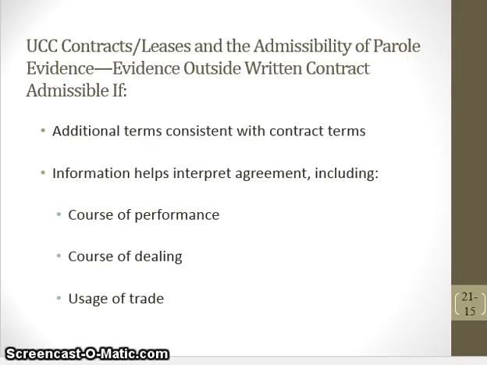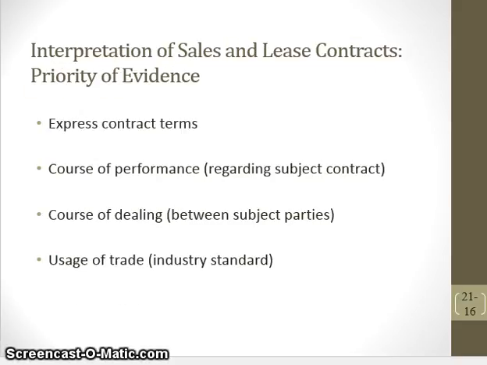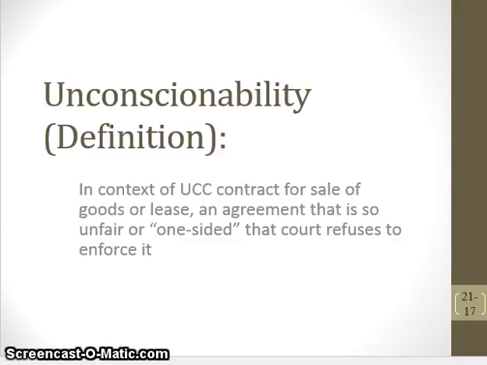So we also remember from Chapter 18 the parol evidence rules. So evidence outside of a written contract is admissible if, and these are the exceptions you need to focus on. I'm running out of time, so I'm going to go a little bit more quickly. And then understanding that courts have a right to interpret sale and lease contracts, and this is how they're going to give evidence priority. The express terms of the contract are going to be most important, and then a final bullet point, uses of trade will be considered, but that's not the most important thing the court will consider.